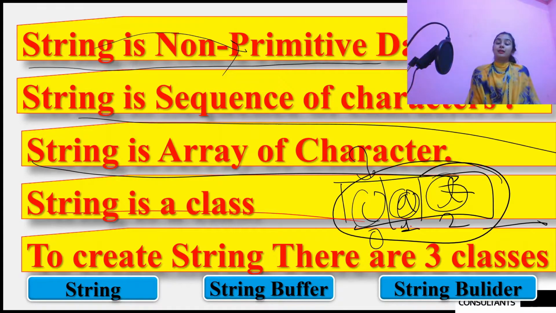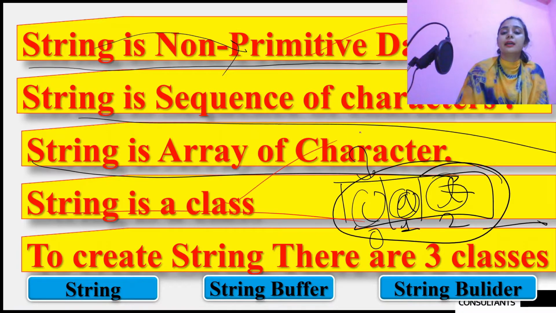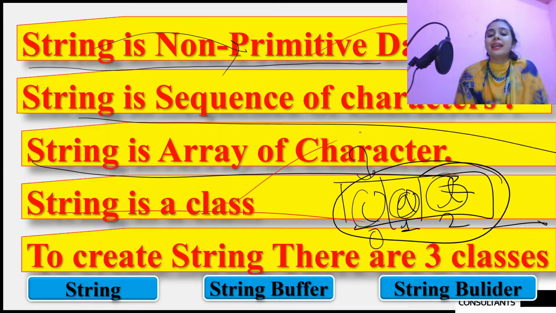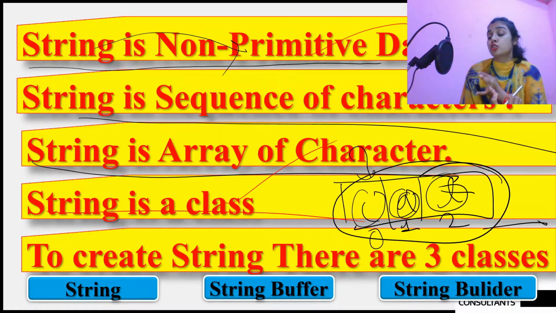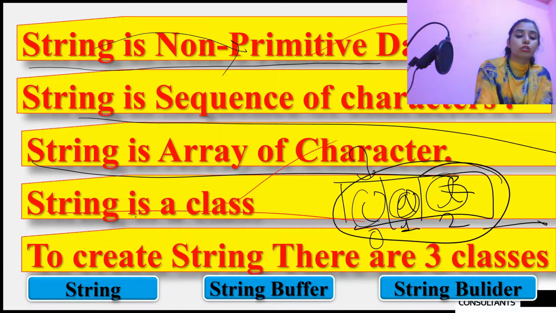As we know, a class is a non-primitive data type. So string is a class, that's why it is also called a non-primitive data type. Now to create a string, there are 3 types of classes. First one is the String class, second one is the StringBuffer class, and the third one is the StringBuilder class. This string topic is in your syllabus.